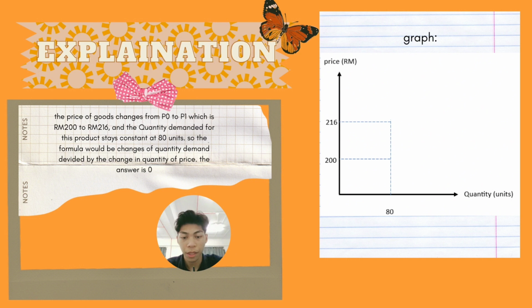So for the explanation, the price of goods changes from P0 to P1, which is RM200 to RM216. The quantity demanded for this product stays constant at 80 units. So the formula would be the change in quantity demanded divided by the change in price, and the answer would be 0.